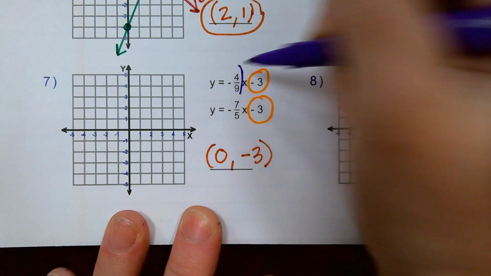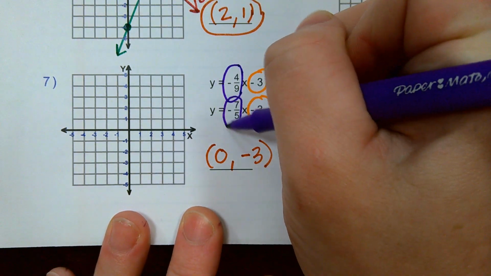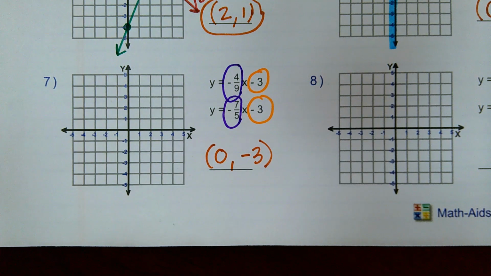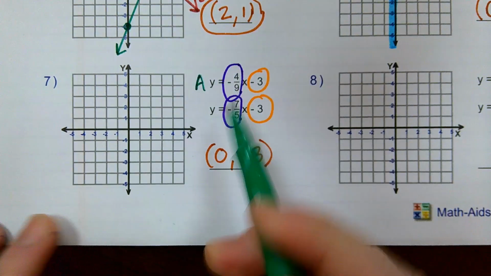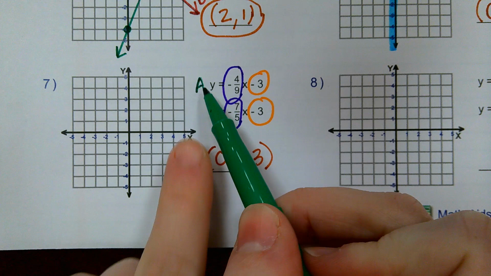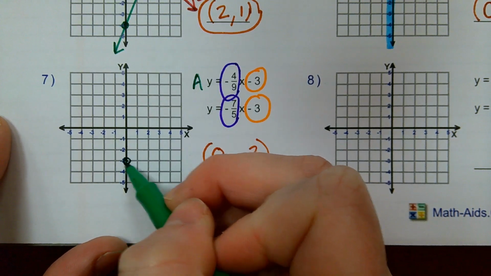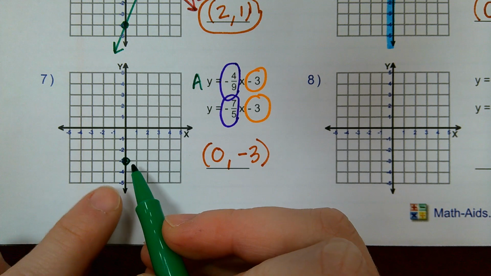Okay, what's our slopes? -4 over 9 and -7 over 5. Good. -4 over 9, -7 over 5. We're gonna flop that. Okay, so let's look. A, we have -3 as our starting point for both of them.